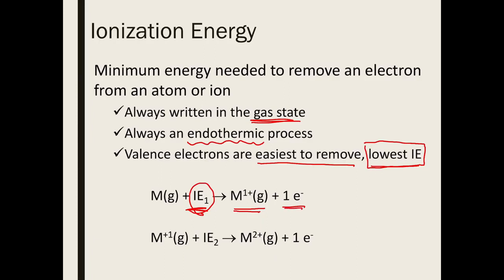And then if you wanted to pull off another electron, you could go M1 plus, put in some more energy, more ionization energy, and pull off another one. Just remember that IE1, it may be okay to pull off one electron, but the first ionization energy is always smaller than the second ionization energy, which again would be smaller than the third. As you pull off more and more electrons, the ionization energy gets larger and larger, because those remaining electrons are experiencing more attraction to the nucleus.